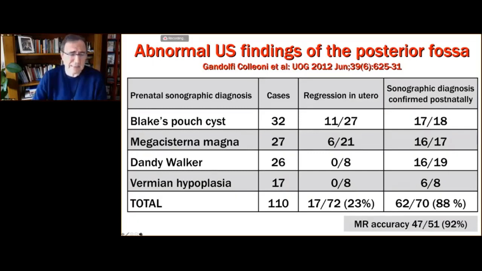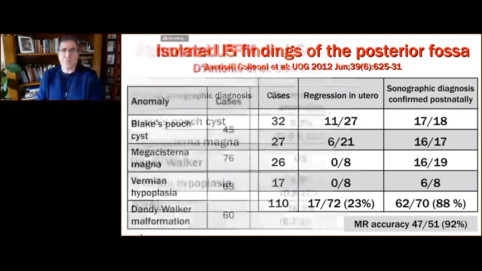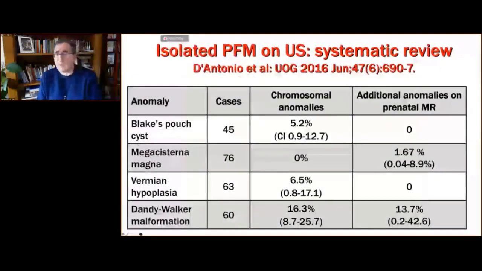As has been pointed out before, these anomalies are frequently associated with other anomalies, and particularly with chromosomal aberrations. By far the most frequent association is with the Dandy-Walker malformation, but even, as you can see, with vermian hypoplasia it is possible. And we also had a few cases of abnormal chromosomes with the Blake's pouch cyst. So in reality, it would seem that chromosomal analysis is important in these cases, as is the search for copy number variants.